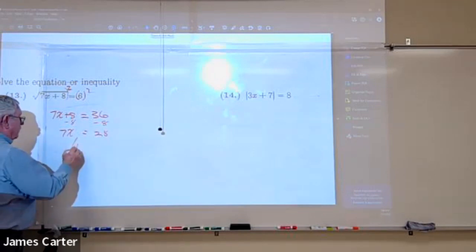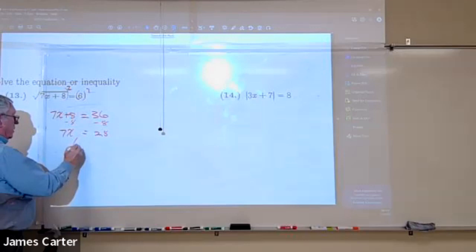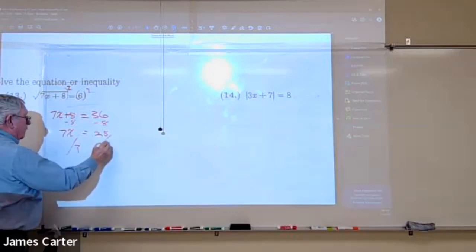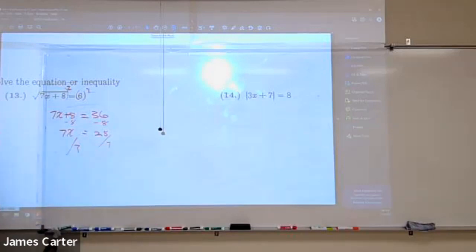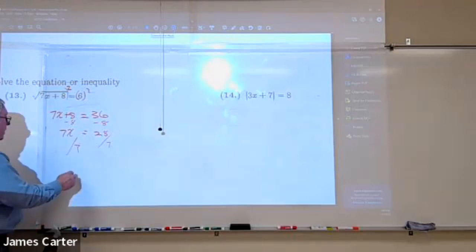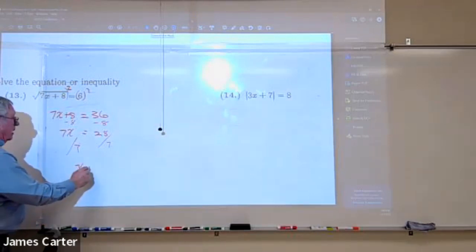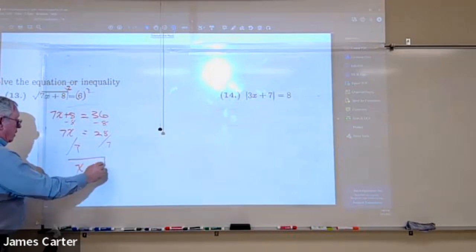Divide both sides by 7. Where did I get that? I almost said divide both sides by 4. Where did that come from? So instead, 28 is 4 times 7. Easy to make mistakes like that. So I get 1x equals 4.